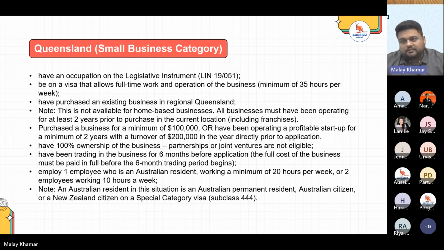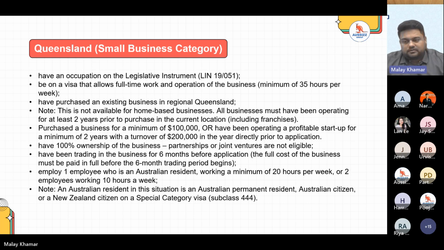I know there are some businesses running in a difficult situation right now and they're making a loss as well. But Queensland doesn't have an issue with the business even having a loss. Even if your business is running at a loss, you still get approval for the state sponsorship from Queensland. Additionally, there are a few other criteria. You need to have one employee who is an Australian PR or citizen and who is working a minimum of 20 hours a week in your business.